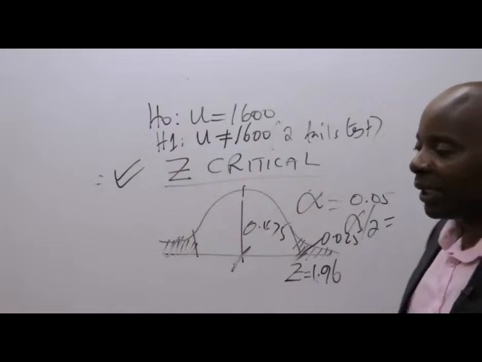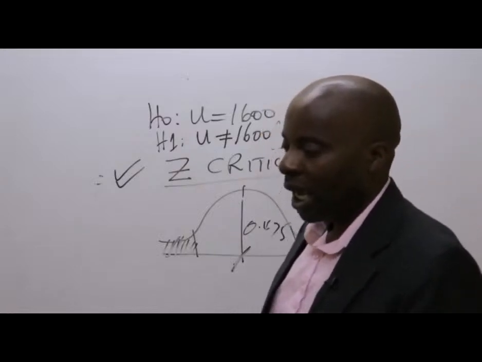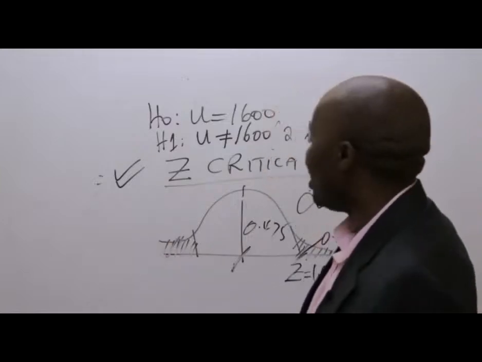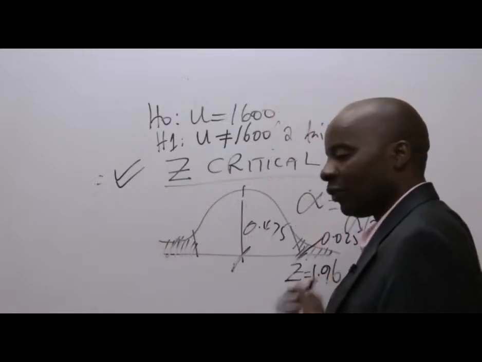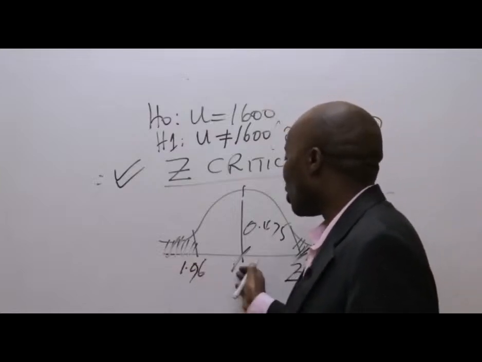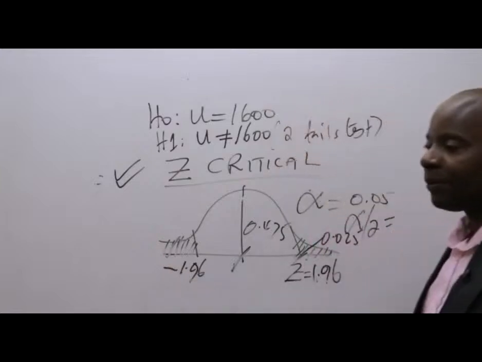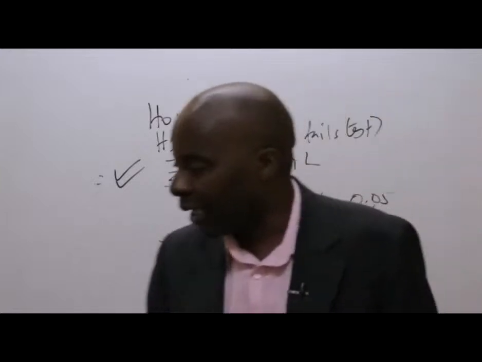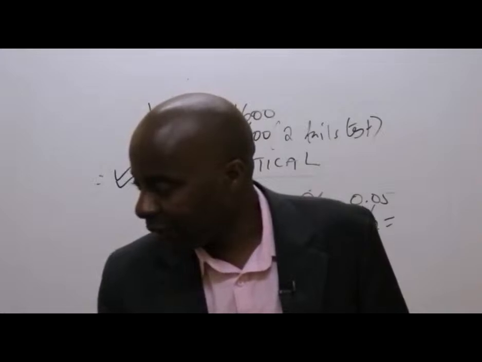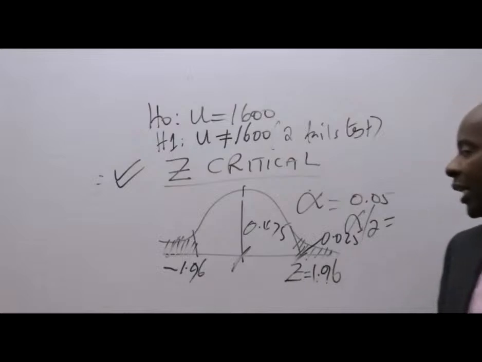Now, ladies and gentlemen, the moment we have that 1.96, listen to me very well. Unlike the confidence interval, here I will have 1.96 positive on this side. On the other side, I'll also have 1.96, but because it's on the left-hand side of the mean, I have to come and put a negative there. So kindly put a negative there, and then that is it.